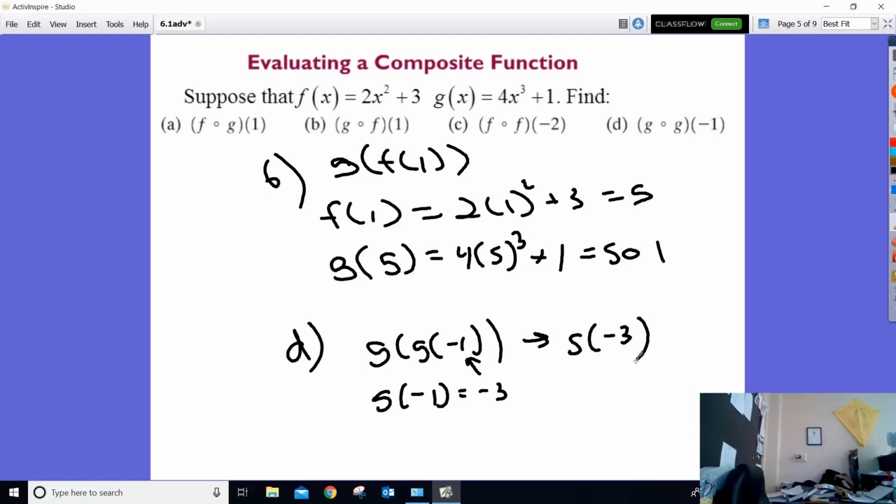You can plug that into G or F. I know some kids have some confusion on this. You guys do so much F of G stuff that you just kind of default from that. You plug a negative 3 in and cube it, you get negative 27. Multiply that by 4. I believe you're at negative 102.